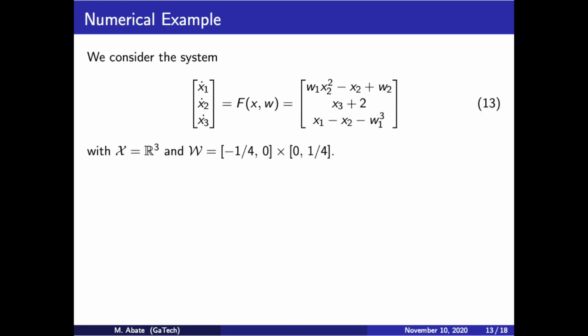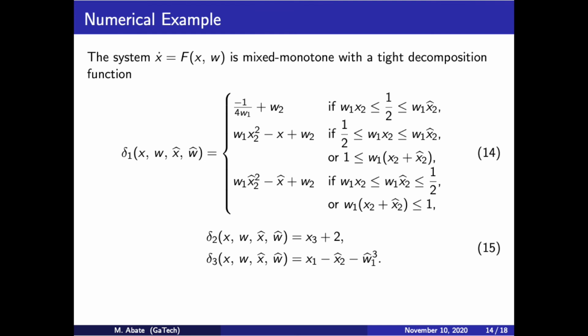So I'll next present a numerical example to demonstrate the theory and tools in our work. We'll consider the three-dimensional polynomial system given by equation 13, where the disturbance bound in this case is a hyperrectangle. This system is mixed monotone with a tight decomposition function computed in closed form using equations 14 and 15. And on the following slides, we'll show how this decomposition function facilitates the approximation of reachable sets for the system.